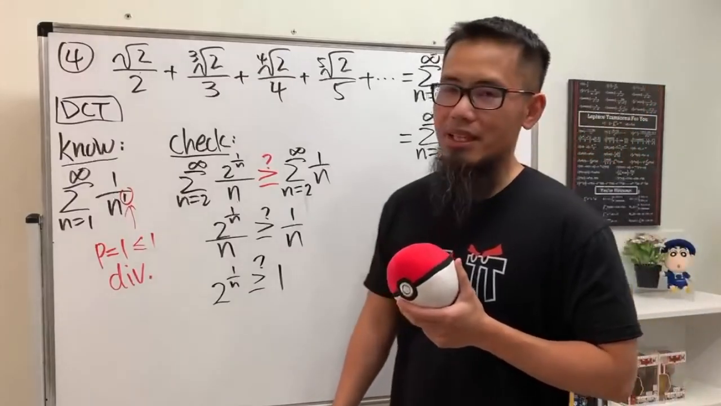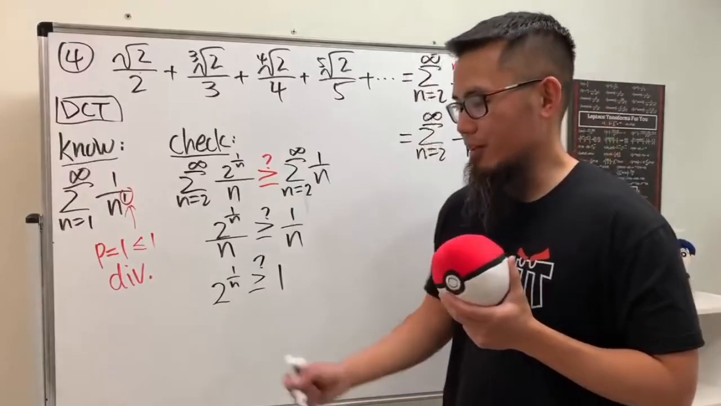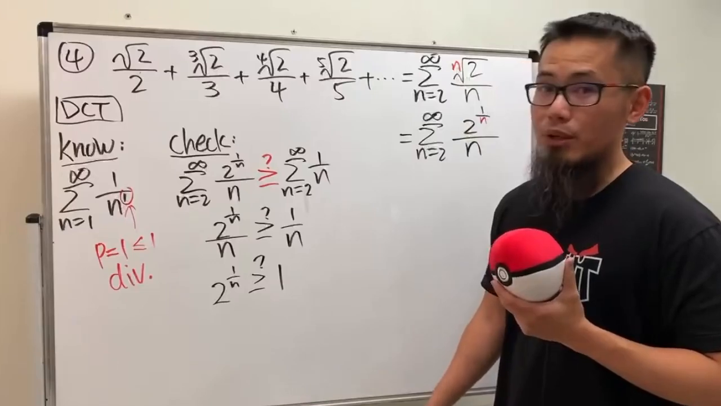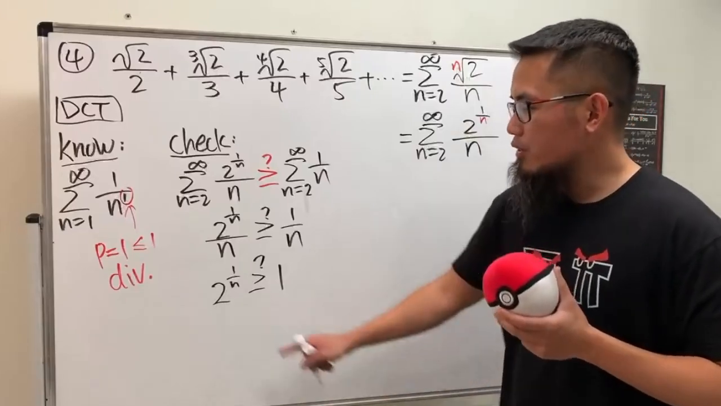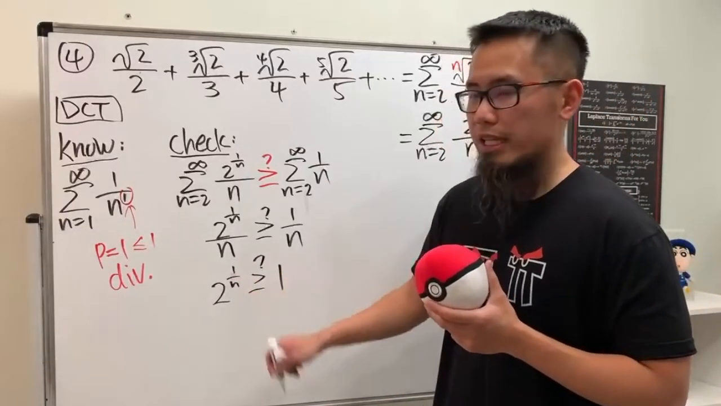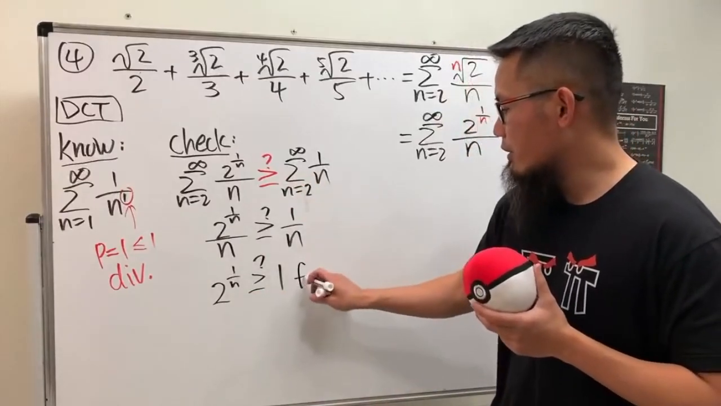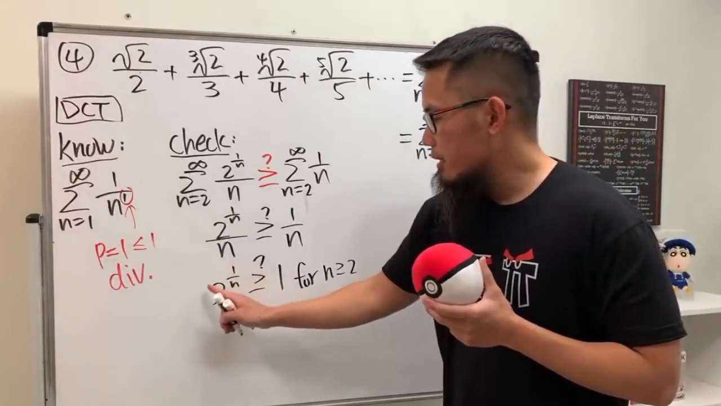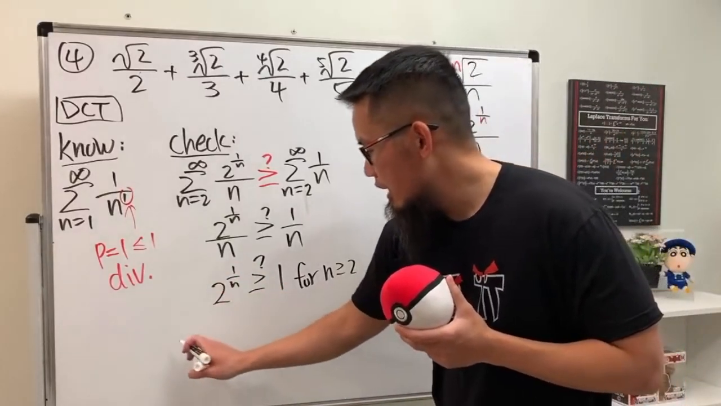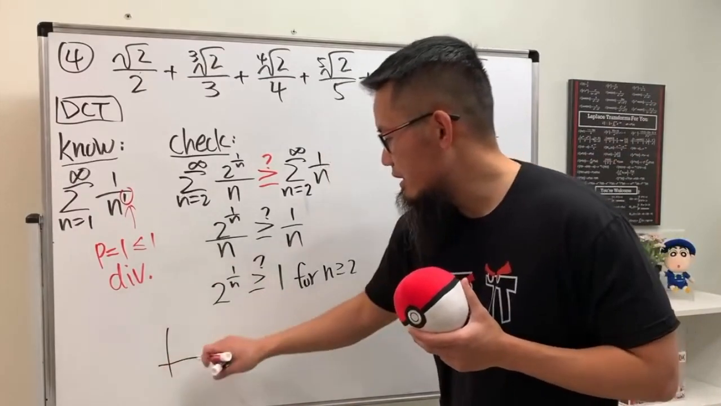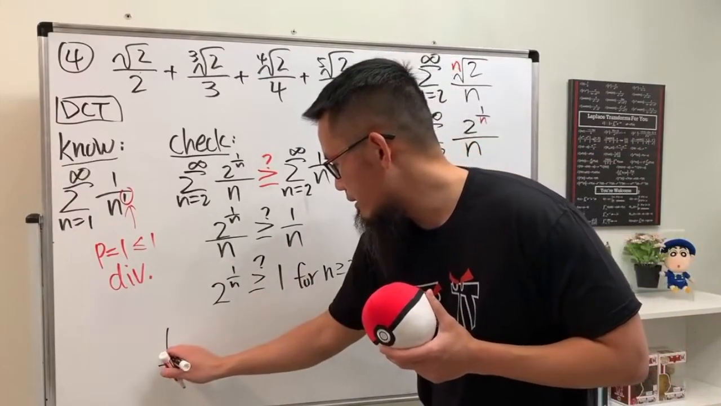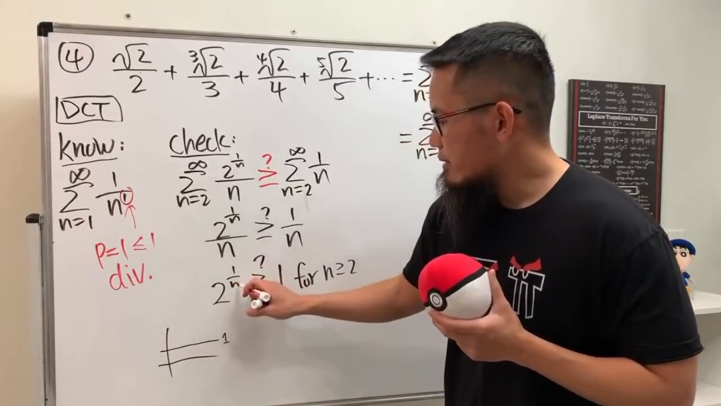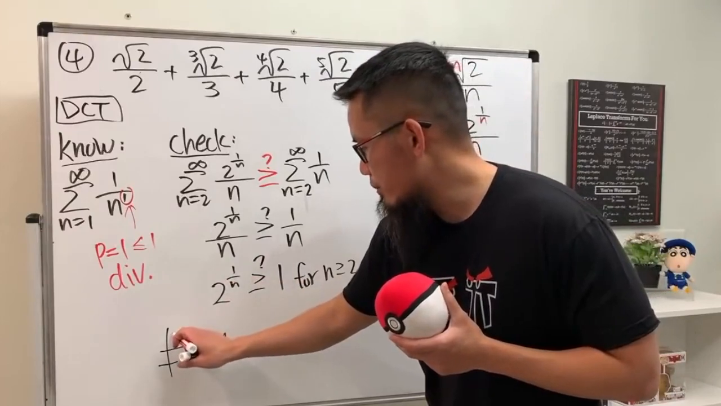One thing that you can do is use your graphing calculator if you're taking an AP calculus class or a calculus class that allows you to use a calculator. Just graph 2 to the 1 over x power. Here we just care about n greater than or equal to 2. If you look at the graph, this right here is 1. When n is equal to 1, you just get 2.